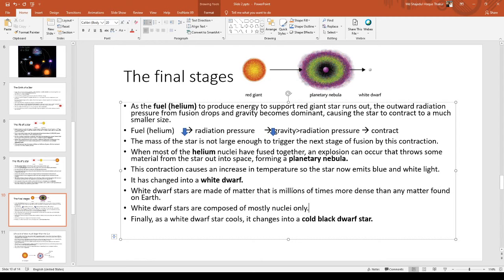Similarly, from an atom, if you take out the empty space and just keep the nuclei, you're left with just the nuclei. The space occupied will be millions of times smaller, and so the density will be millions of times higher. And since white dwarf stars are composed mostly of nuclei only, they are millions of times more dense than any matter found on Earth. Hope that answers the why question.